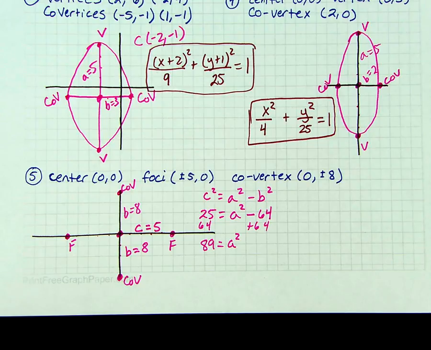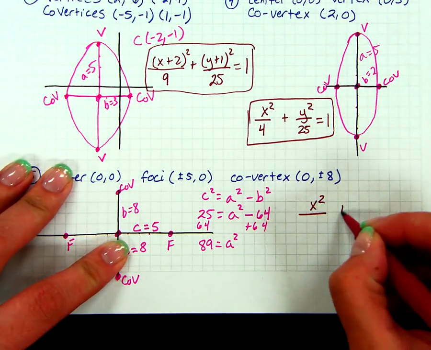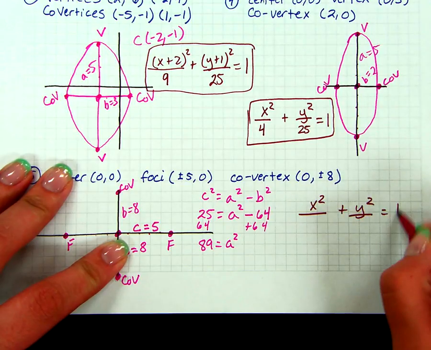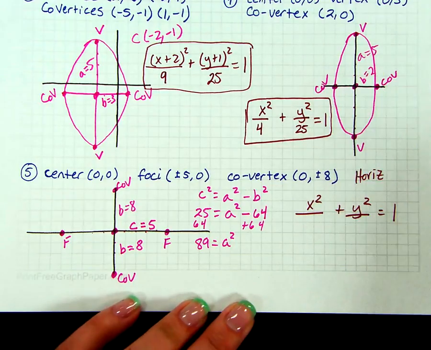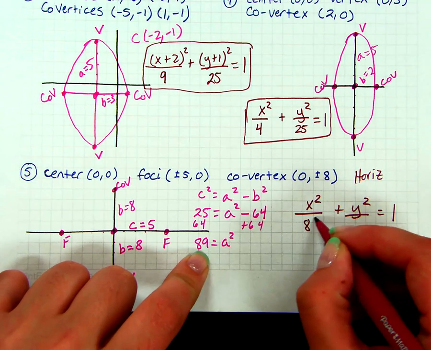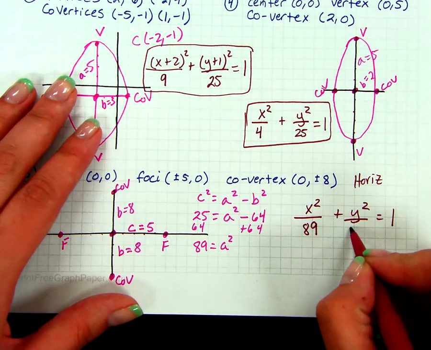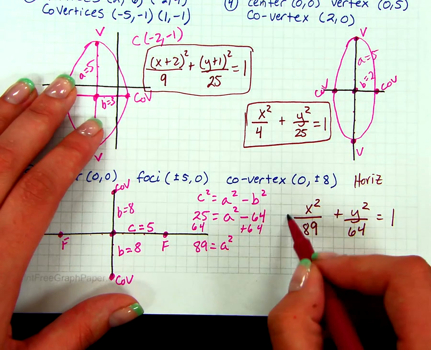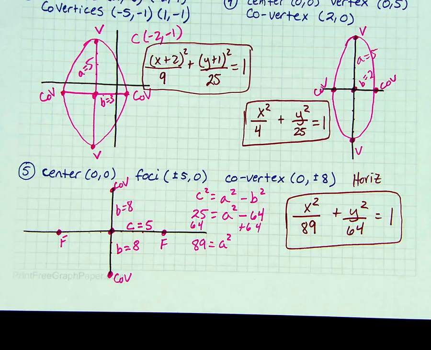So again, since our center is at 0, 0, we're going to have x squared over a number plus y squared over a number equals 1. And again, it's horizontal this time, so I'm just going to write that up here, horizontal. So our a squared term goes underneath x, which we found was 89. And then our b squared term is going to go under y squared. So 8 squared is 64. And then this is going to give us our equation. So that is going to be our final answer for this problem.